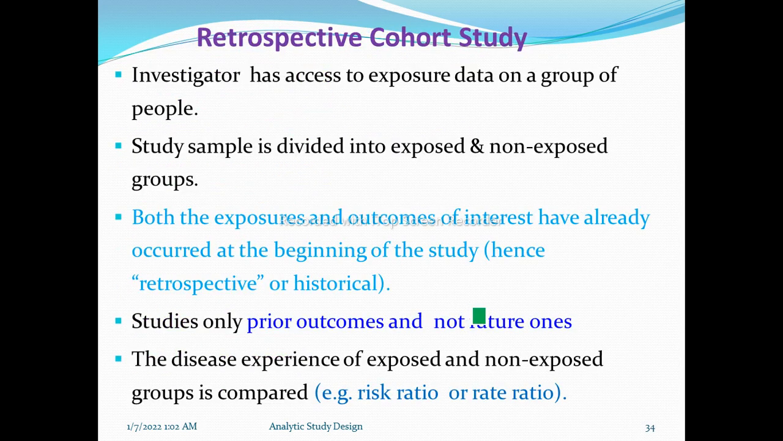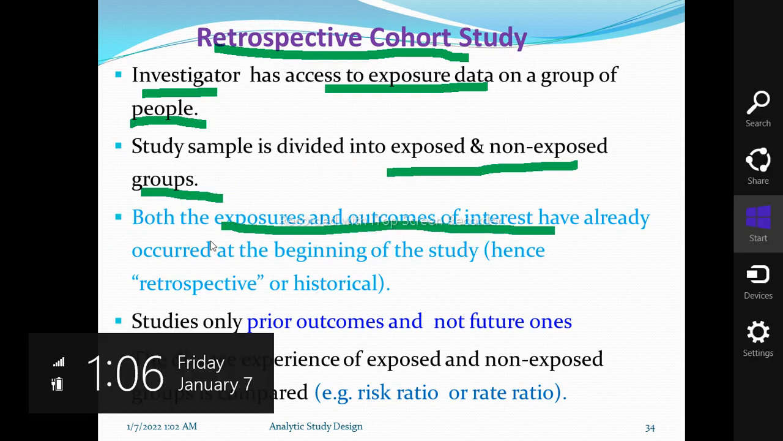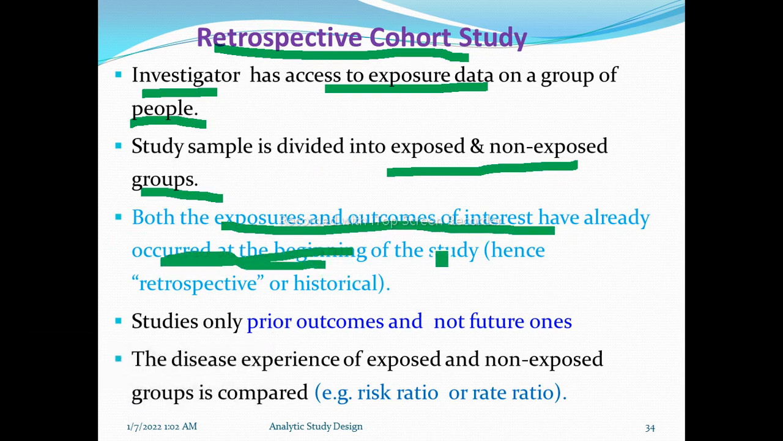The second type of cohort study design is the retrospective cohort study design. In this case, an investigator has access to exposure data on a group of people. So the study sample is divided into exposed and non-exposed groups. Both the exposures and outcomes of interest have already occurred at the beginning of the study. Hence, it is a retrospective or historical study design.